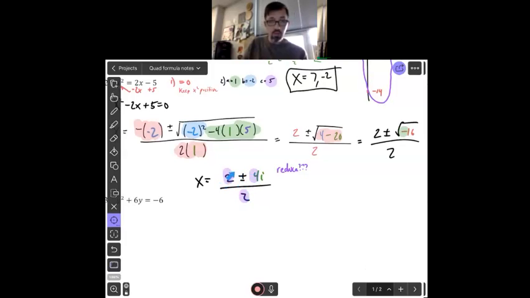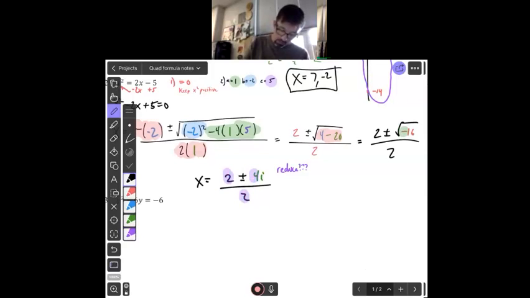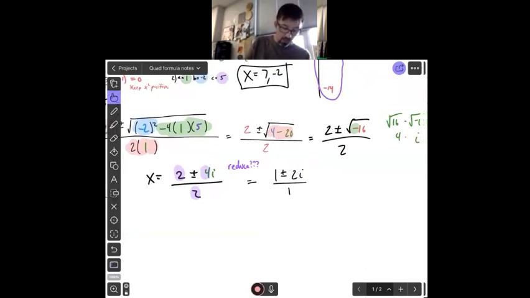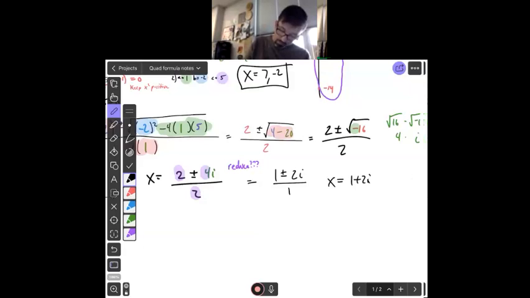Well, but all of these are divisible by 2, right? So in this problem, it does reduce. So 1 divided by 2 is 1, and 4i divided by 2 is just 2i. And then the 2 on the bottom, 2 divided by 2 is 1, right? But the simplest way to write that, I don't need that 1 on the bottom. So the simplest way to write that would be 1 plus or minus 2i. So there's our 2 answers, right?